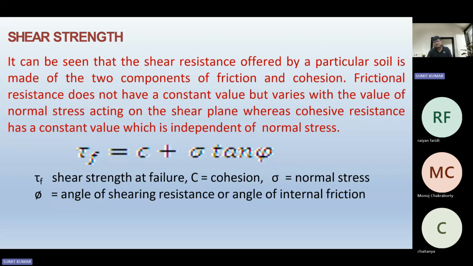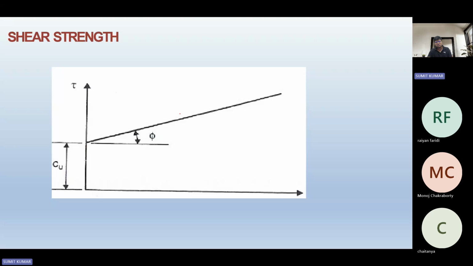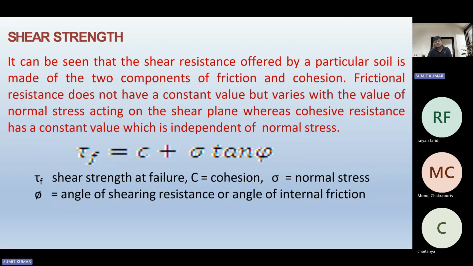In this figure, the c is shown and phi is also maintained. Sigma n is the normal stress, and tau f is the shear stress. So it can be seen that the shear resistance offered by the particular soil is made up of the two components of friction and cohesion. The frictional resistance does not have a constant value, but varies with the value of the normal stress acting on the shear plane, whereas the cohesive resistance has a constant value which is independent of the normal stress.